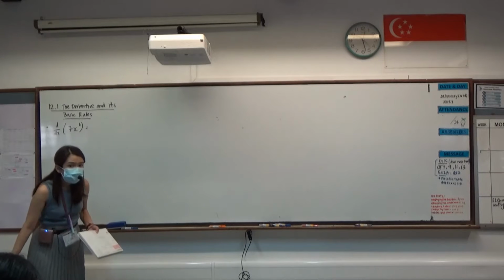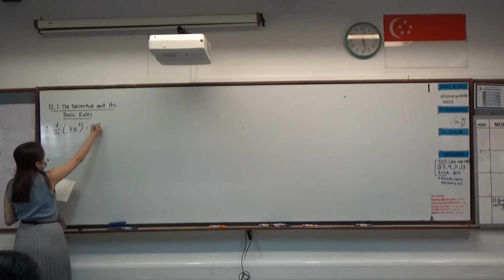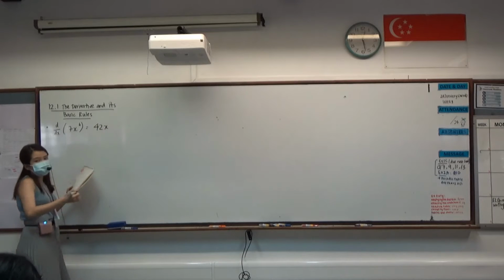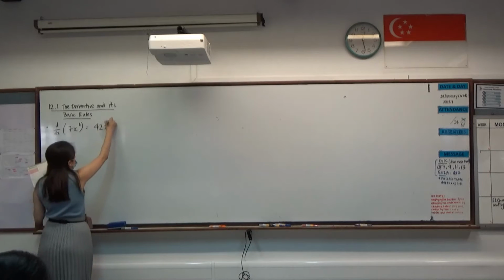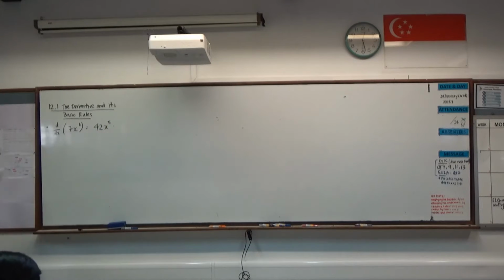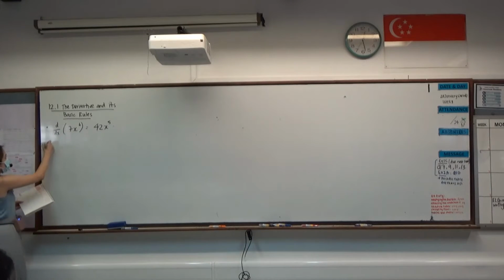42x to the power of 5. Okay? So this is a combination of our power rule and then also our constant multiple rule. Okay?